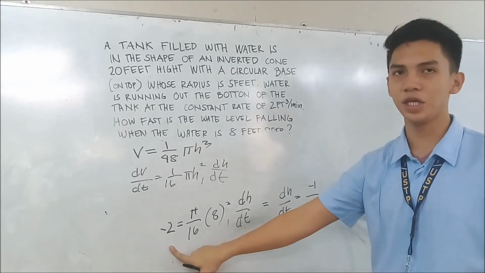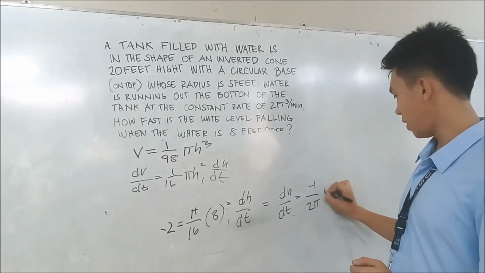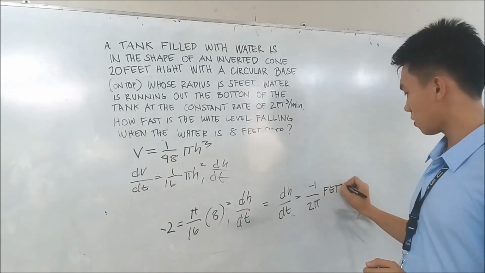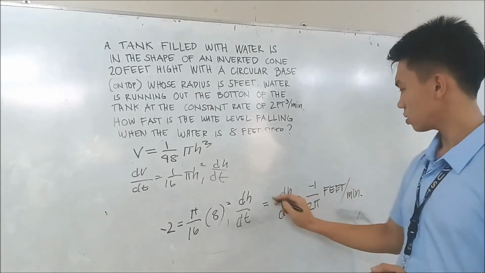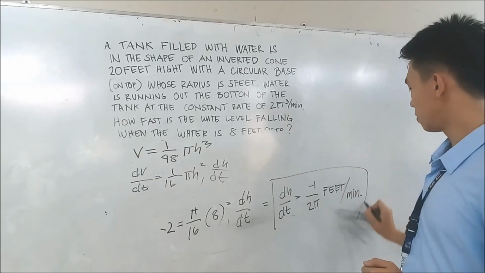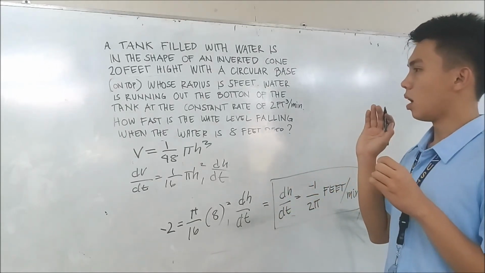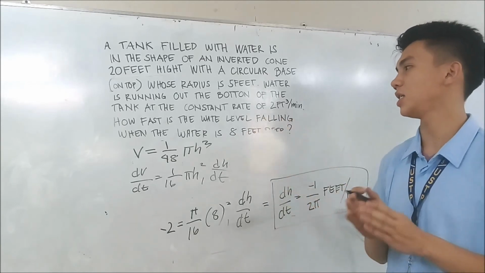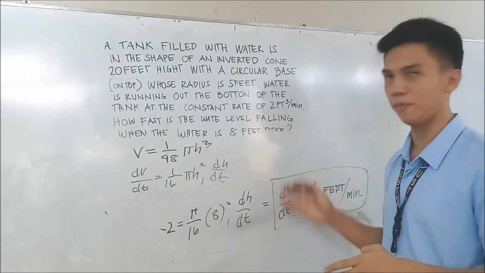By calculating this formula, feet per minute. This is the final answer of how fast the water level is falling when the water is 8 feet deep.